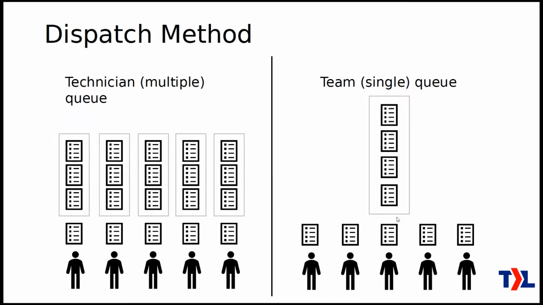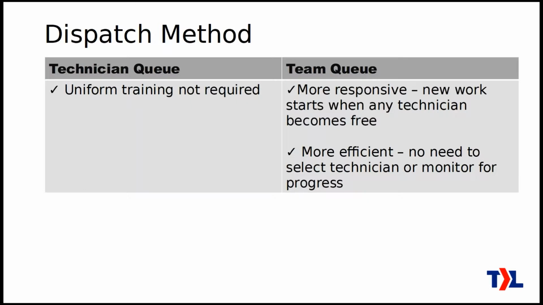Now, each one has its own advantages and disadvantages. So the advantage for the technician queue method is that it doesn't require uniform training. And that's one of the disadvantages of the team queue, is that if you're going to have just a single queue, then almost any member of your team needs to be able to take on any of the work that can end up in that queue. And you may have a mix of junior and senior folks, or people who are more familiar with certain technologies or certain customers, certain projects or something like that, which means that not everybody can take any of the work that might end up in that queue.